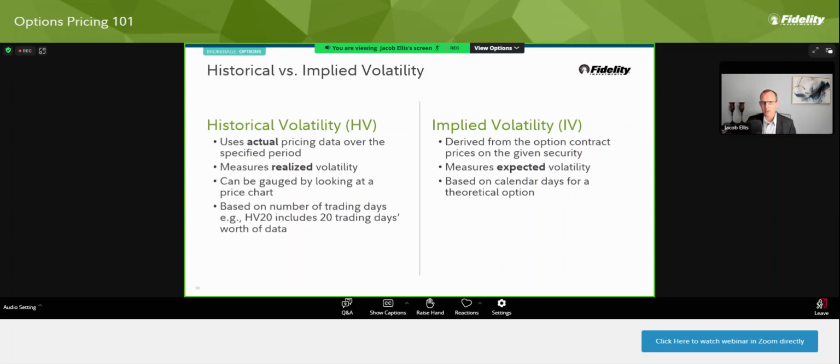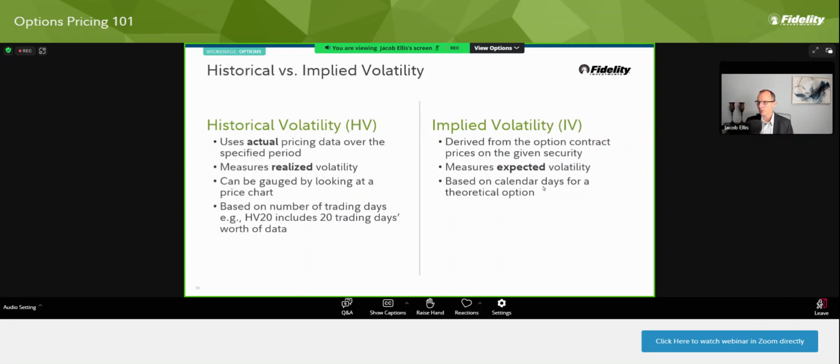If you're looking at a biotechnology or pharmaceutical company and they're approaching an FDA approval moment, you will notice there's a lot of expectations for volatility. We don't know if it'll be good. We don't know if it'll be bad, but we know there's reason to expect that the stock may move in a big way. But since we are looking into the future, instead we're going to use calendar days.